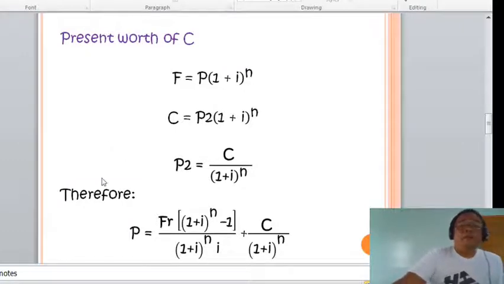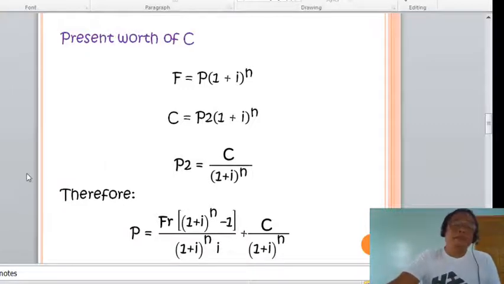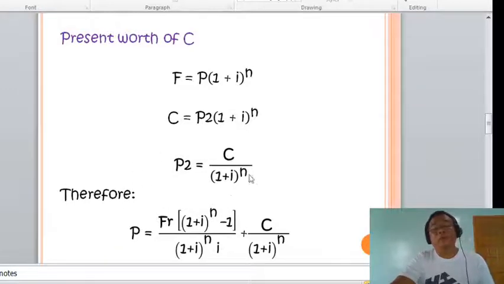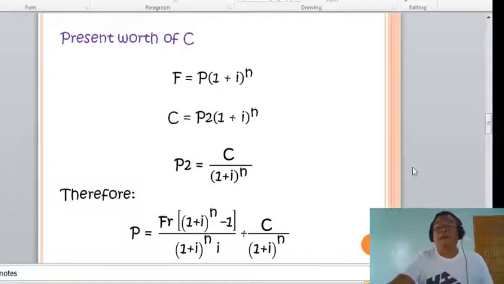Okay? So therefore, the present amount now of the redemption price and the annual payment FR is equal to FR times ((1 plus i) raised to n minus 1) over (i times (1 plus i) raised to n), plus C over (1 plus i) raised to n. Okay, so there is no such problem here, class. This is very easy. As I have said, this formula is derived from annuity and compound interest only, so it's just a matter of understanding the problem given to you.